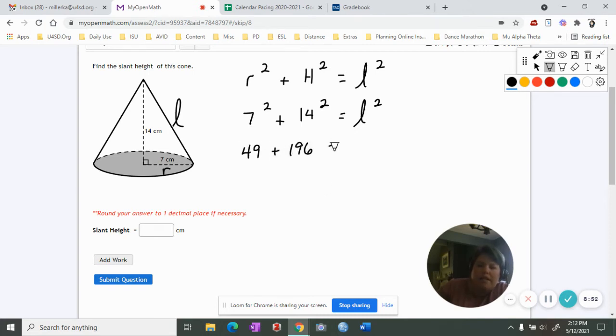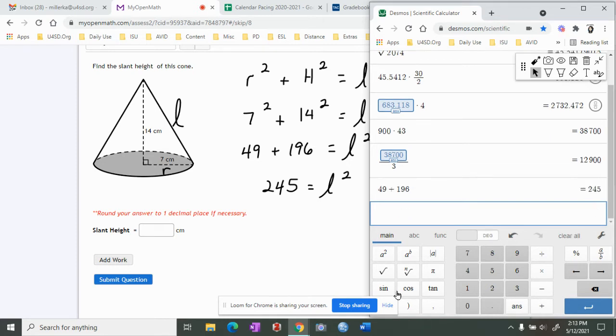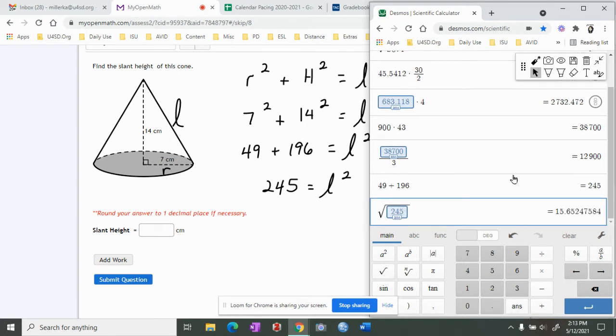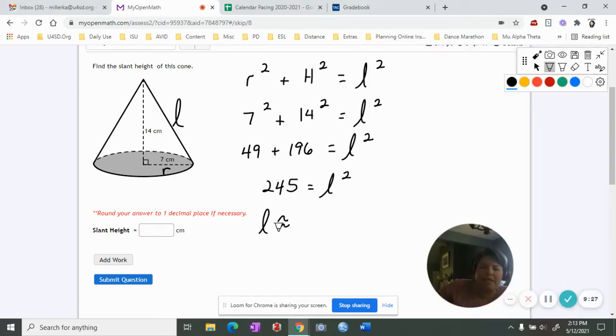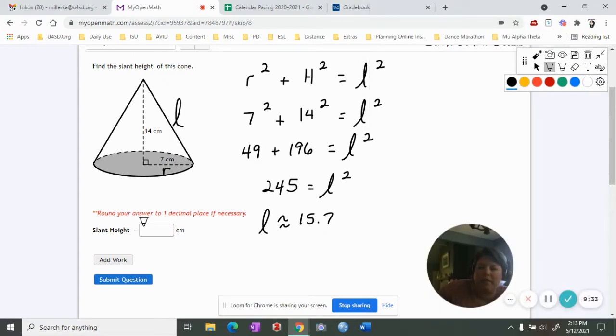49 plus 196. Add those together. 245 equals the slant height squared. Let me double check that. 49 plus 196 is 245. We want to square root that answer, and we get 15.65. It does say round to 1 decimal place though, so this 5 tells me to bump my 6 up. So my slant height is approximately 15.7. So that's what I will put here.